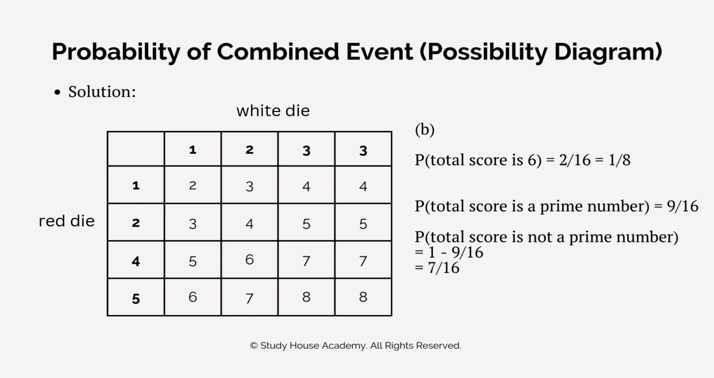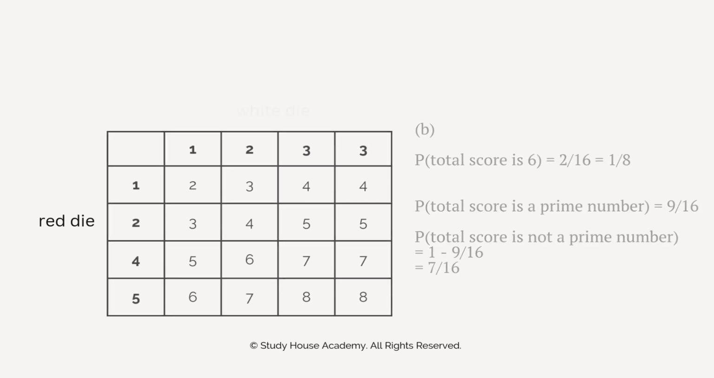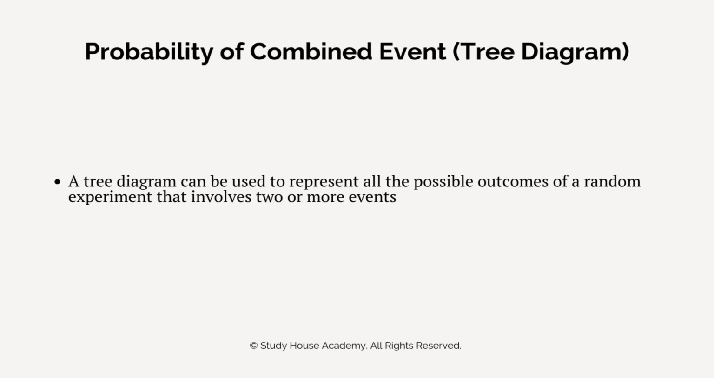The probability that the total score is a prime number is 9 out of 16. The probability that the total score is not a prime number is 1 minus 9 out of 16, which is 7 out of 16. For events that happen in multiple steps, a tree diagram is extremely useful.